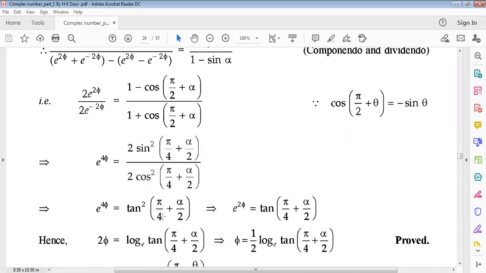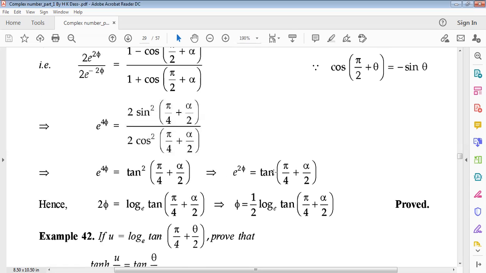e to the power 4 pi equals tan square of this. Taking a square root on both sides, e to the power 2 pi equals tan of pi by 4 plus alpha by 2, the square will cancel. Now taking logarithm on both sides. Taking log, log e to the power 2 pi equals 2 pi.